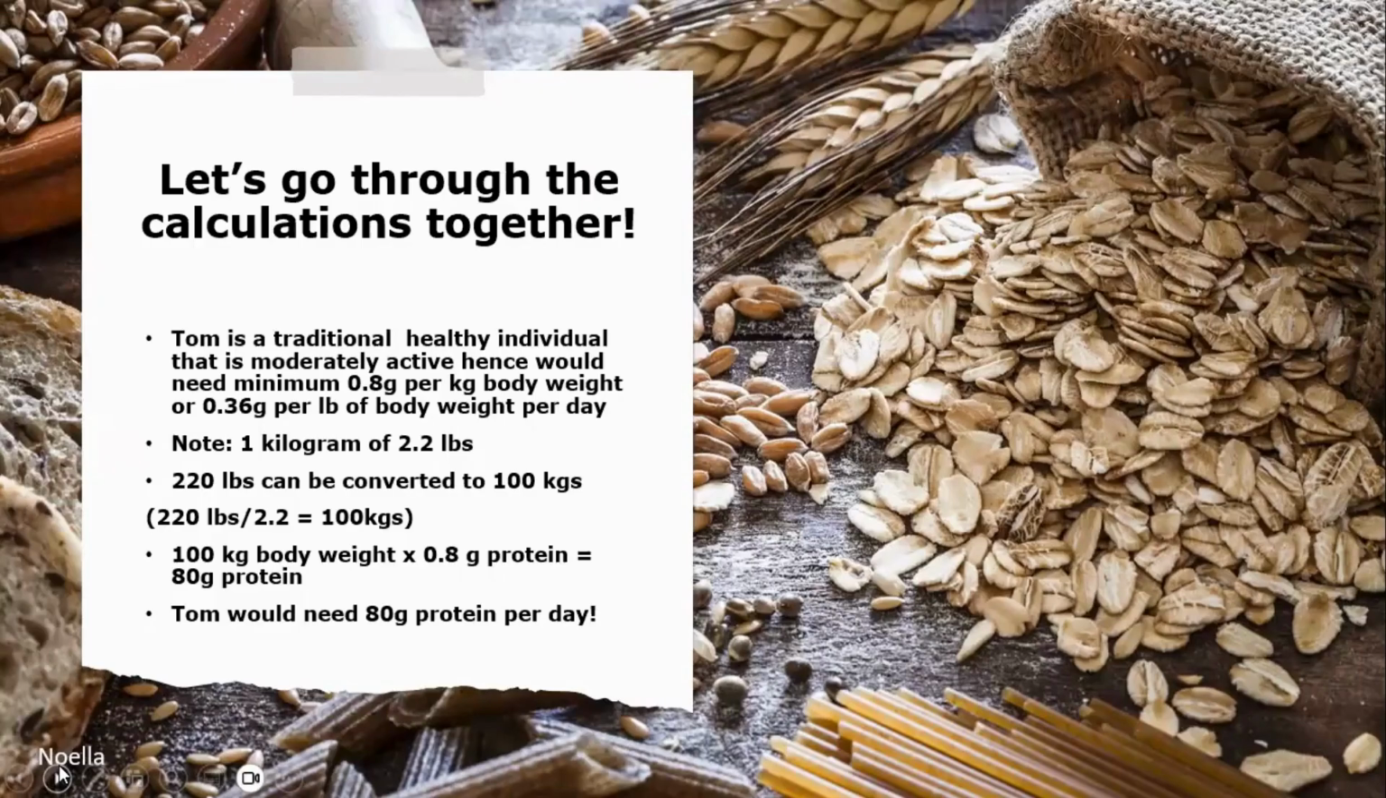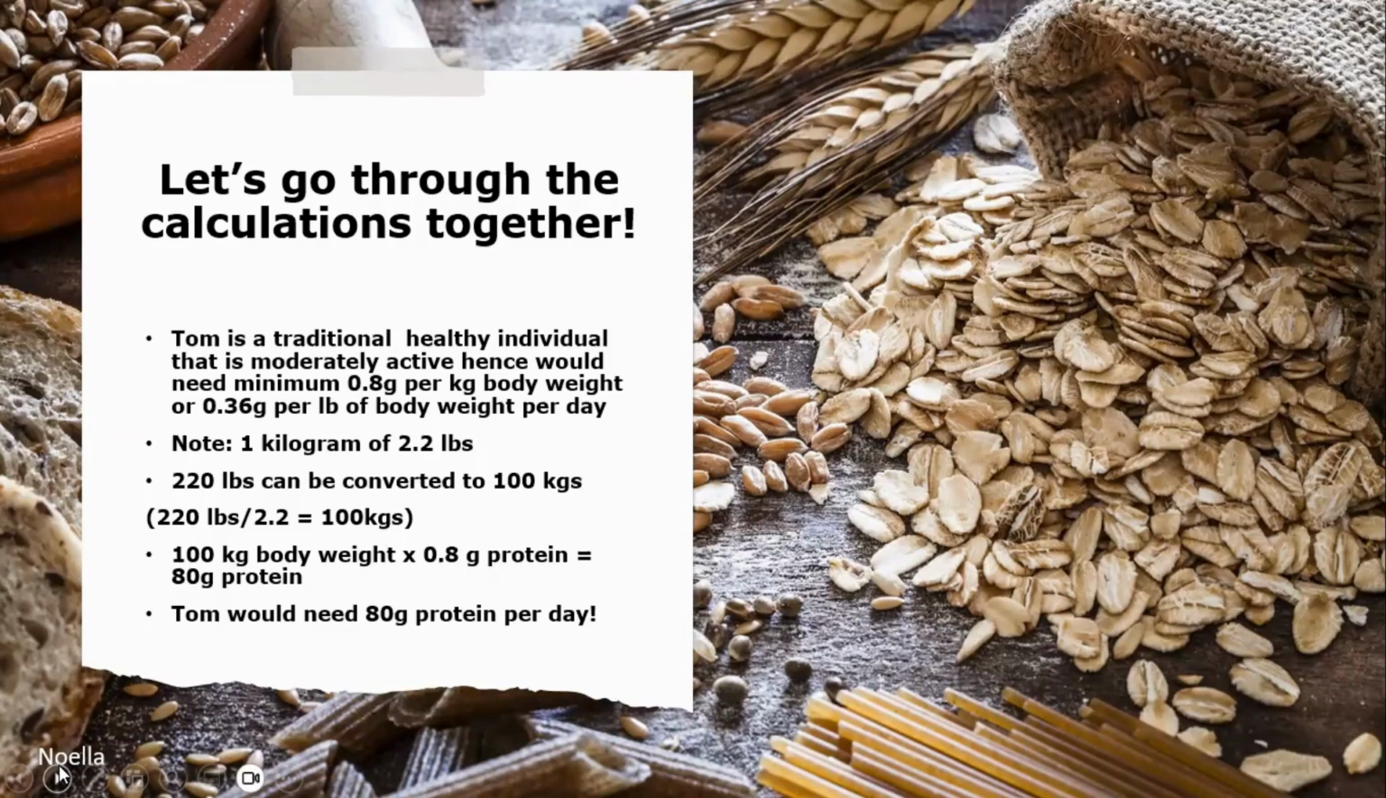Hopefully you all have gotten all your calculations down by now. So let's walk through it together. As I mentioned, Tom is a healthy individual who is moderately active and hence his minimum protein requirement would be 0.8 grams of protein per kg of his body weight or 0.36 grams per lb of his body weight per day. Let's note that 1 kilogram can be translated to 2.2 lbs.